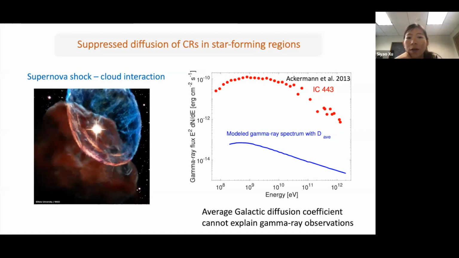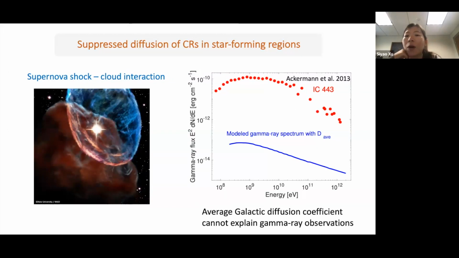In the hadronic scenario, these clouds serve as the target gas for the proton-proton interaction and subsequent neutral pion decay. So they can be very bright gamma ray sources. And by detecting their gamma ray spectrum, we can get information on both the spectrum of the cosmic rays and their diffusion in the molecular cloud.